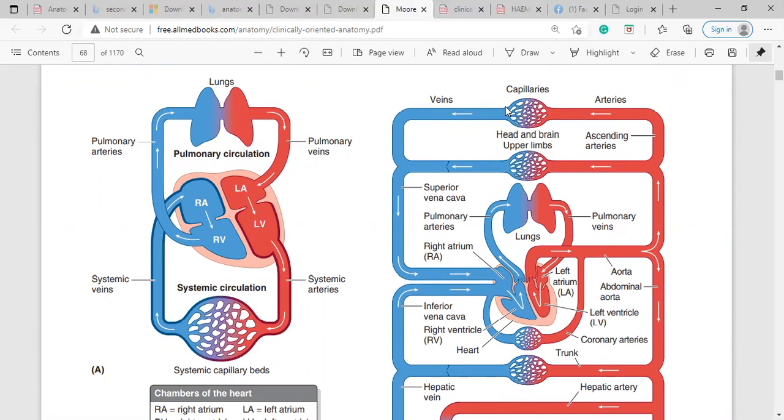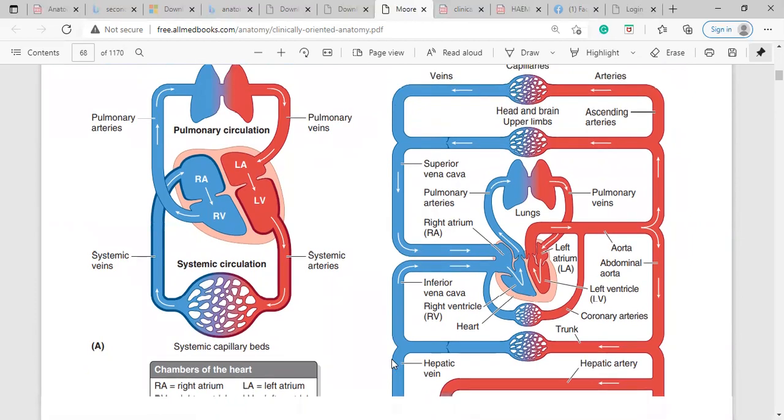Blood coming from my head and my brain is carried by veins. Blood coming from my upper limb is carried by veins. So all these veins join together to form the superior vena cava, which is the largest vein. And then it enters the heart.